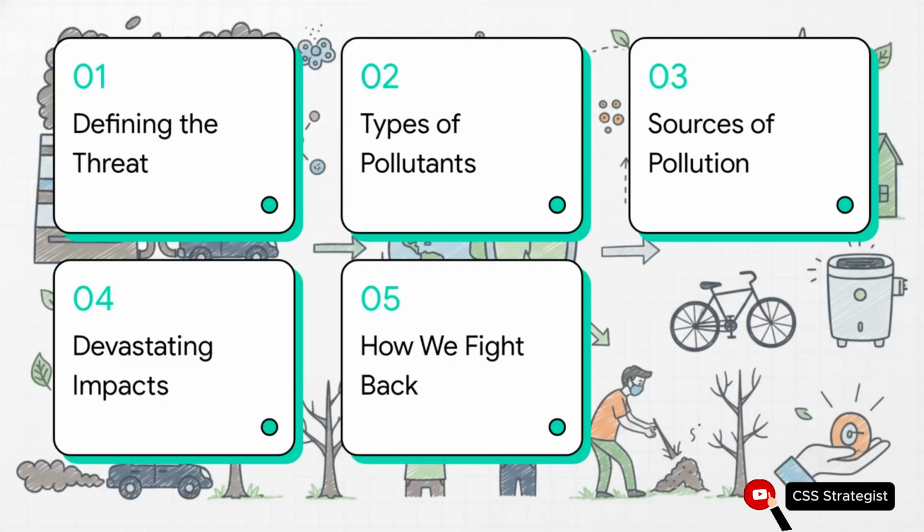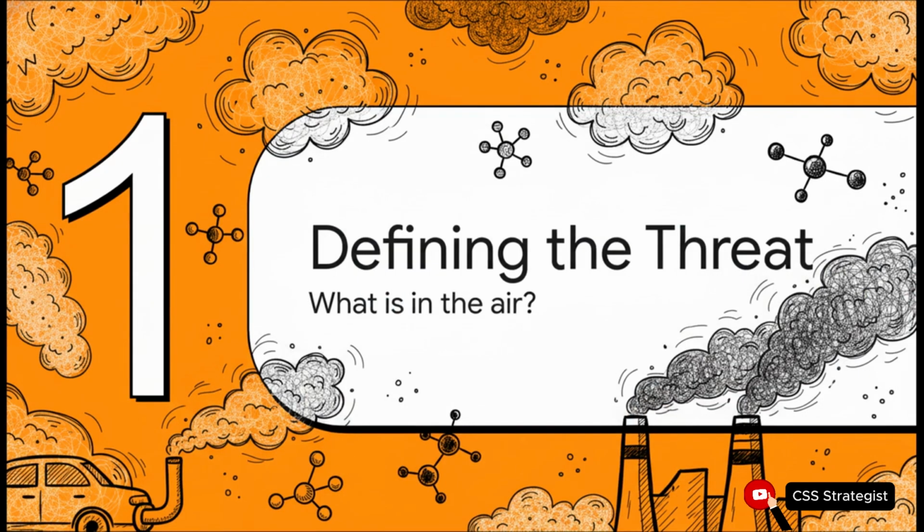Here's our roadmap for today. We'll be covering 1. Defining the threat, 2. Types of air pollutants, 3. Where pollution comes from, 4. Devastating impacts on health, and finally, 5. How we fight back.